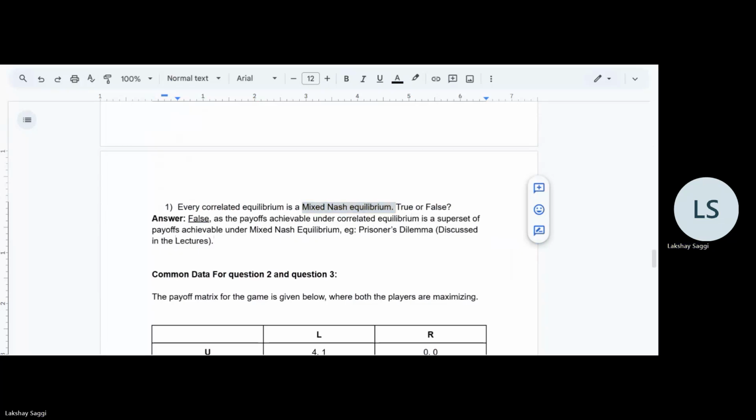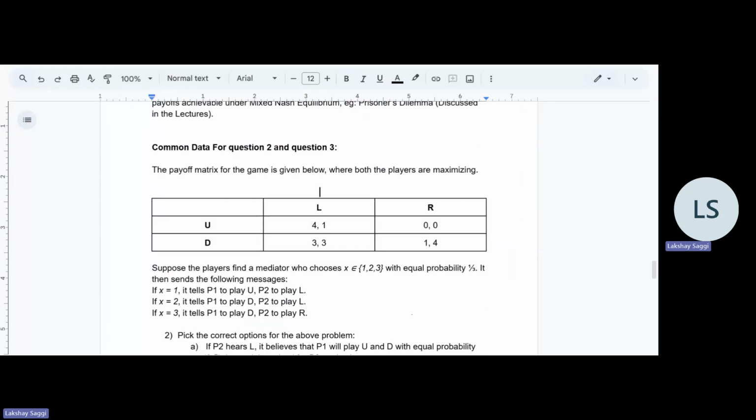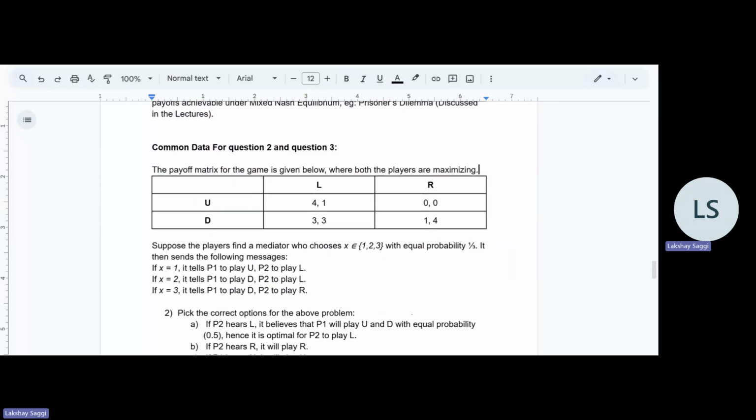Okay then, let's move on to the second question. The second question is a numerical question, so I think it's a bit more fun, and it's similar to a question in the quiz also, so it will be helpful for you to go through this.